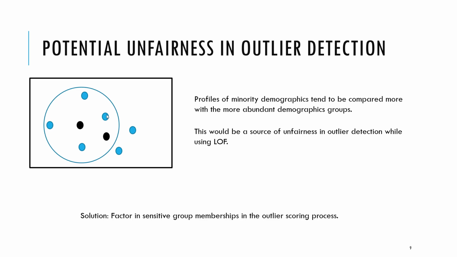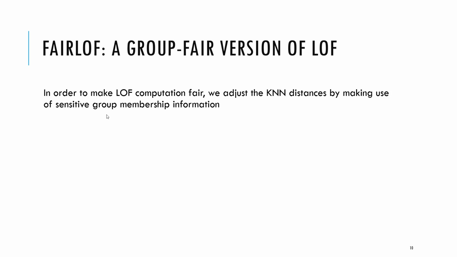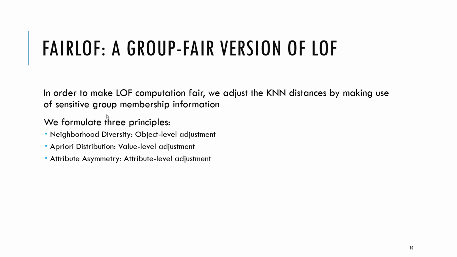So like I mentioned here, our solution is to factor in sensitive group memberships into the outlier scoring process. And we'll see how we do with it. The one thing that is central to our method is this notion of sensitive attribute groups and ensuring group fairness in LOF scoring. So our method is called fair LOF, and it's a group fair version of LOF. In order to make the LOF computation fair, we adjust the k nearest neighbor distances by making use of sensitive attribute group membership. And we formulate 3 principles, and these 3 principles are put together to form our LOF score, to form the fair LOF scoring method.